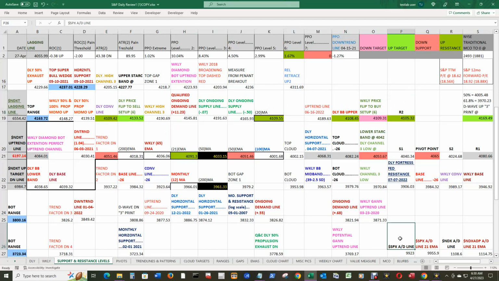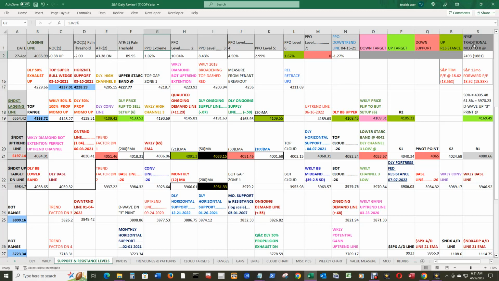Both the S&P 500 daily AD line and the NASDAQ 100 daily AD line are below their 21 EMA signal lines respectively. And the ROC 1 simmered down again. It's right at zero at negative 0.38 and pointed up. ATR2 simmered down back in its green zone quite significantly, 43.38. And the PPO Extreme did tick down a bit. It's still 1.02% above zero.